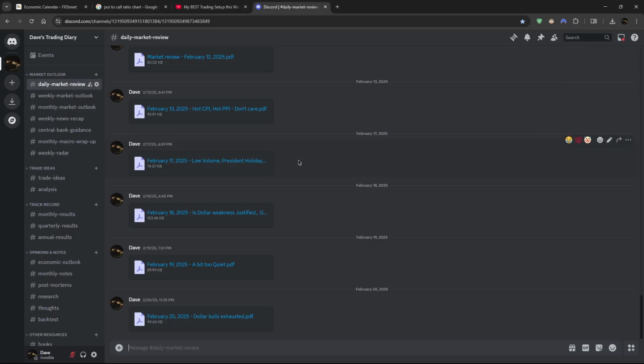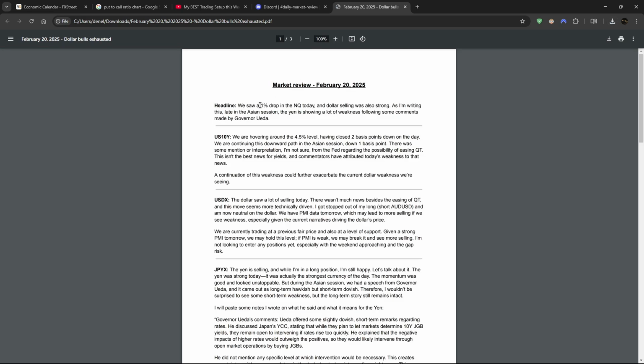My Discord server has different sections. It has market outlooks here, and as you can see, we have a daily market review. The daily market review is every single day from Monday to Friday. At the end of the day, I write a market review. I write what happened in the markets. Let me just download this and show you to make it simpler.